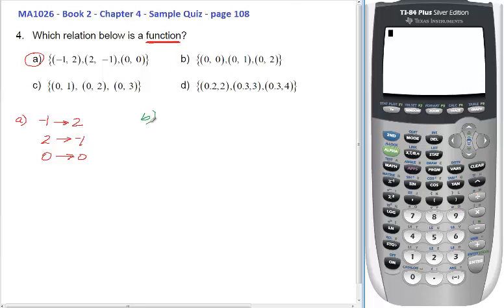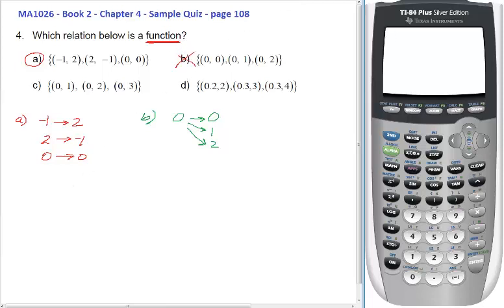Let's look at B in mapping notation. The first x value is 0, and it maps to 0. Now the second one is also 0, so in mapping we wouldn't repeat the x, we'd say 0 maps to 1, and 0 also maps to 2. So you can see now I have the same x value mapped to 3 different y values. Now remember the definition of a function: each x value is paired with only one y value. So B is not a function.